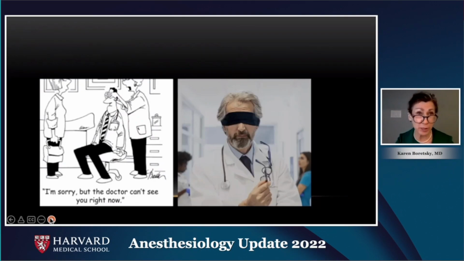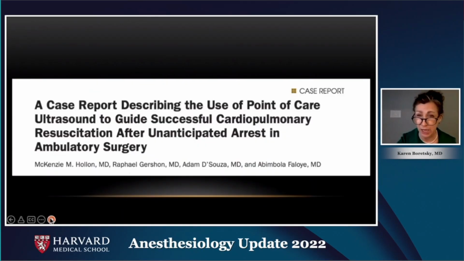A lot of times when I'm practicing anesthesia and something unpredictable happens, something that I didn't really expect, sometimes I feel like the guy on the right, like I have a blindfold on. I ask, what am I not seeing? What information am I missing to move forward in providing good care to the patient under my care? This is a case report describing the use of point-of-care cardiac ultrasound to guide successful CPR after an unanticipated arrest in the ambulatory surgery center.